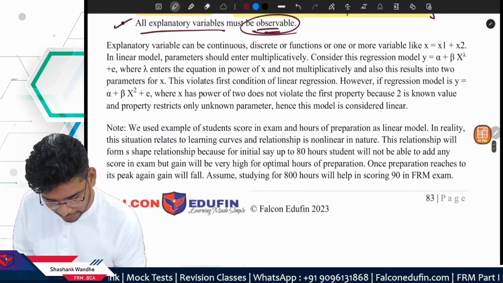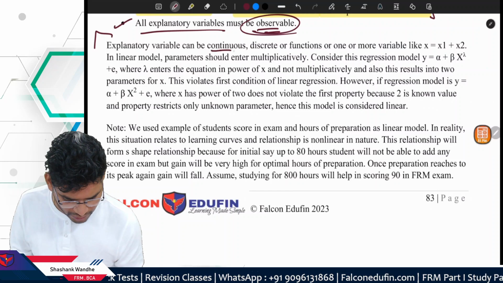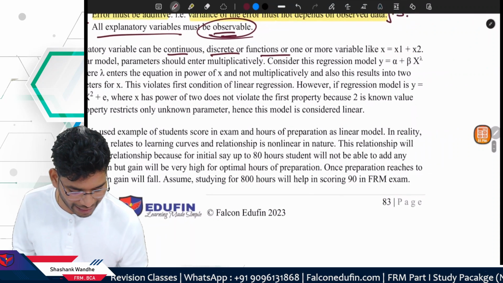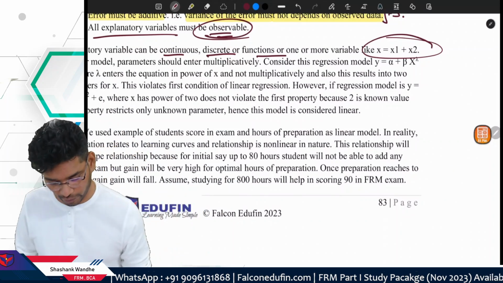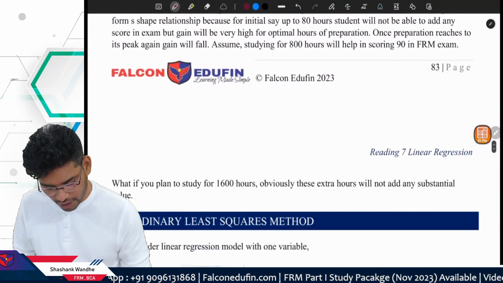Then we have the explanatory variable that can be continuous, discrete, or a function of one or more variables like this. So x equal to x1 plus x2 is also linear regression. You have to remember this. Okay? So we already discussed this.